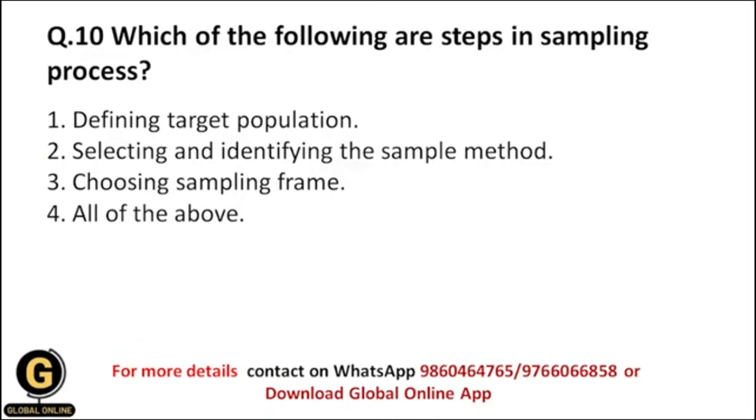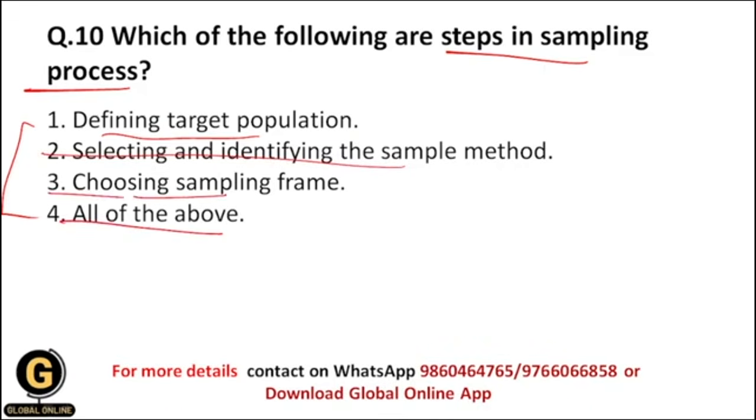Okay, next, which of the following are steps in the sampling process? Now here they have given some steps of the sampling process, and we need to find out exactly which of these are steps in the sampling process, whether it is defining the target population, selecting and identifying the sample method, or choosing the sampling frame, or all of the above. So students, all of these are basically steps in the sampling process.